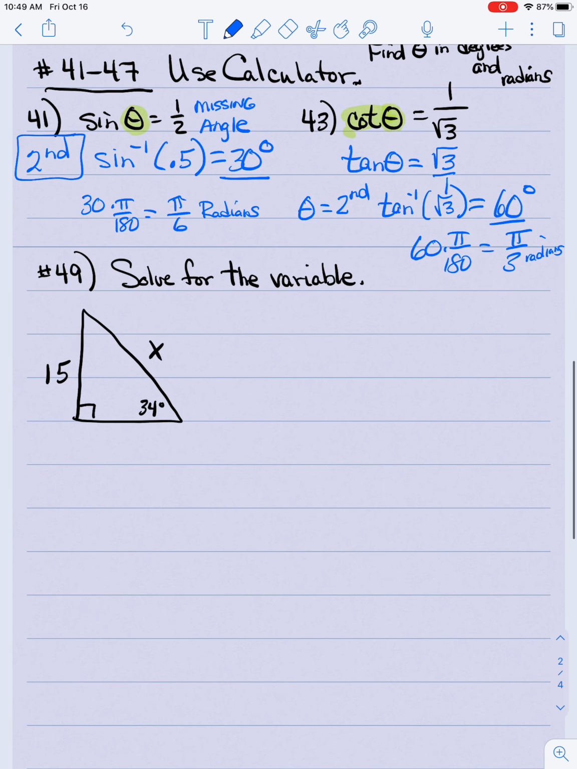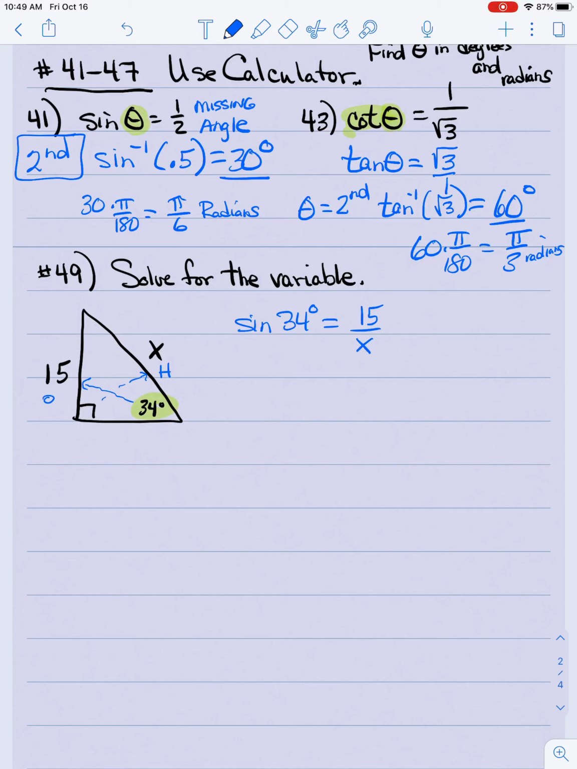Okay, all right, lastly, solve for the variable. So you always identify where the angle is they're giving you. Okay, and then what are the parts? In respect to the 34, we have an opposite, and x is sitting on the hypotenuse. So again, OH, we have sine. So we'll say sine of 34 degrees equals 15 over x.